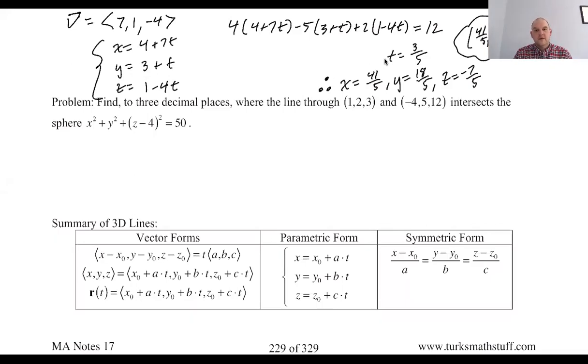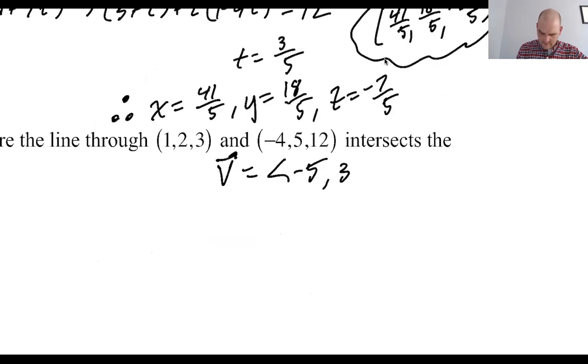So I'm going to write the equation of the line, and then I'm going to jump over onto the calculator and do it, and then I'm probably going to jump over to GeoGebra and graph everything and see if it's actually working the way that we think it is. So for the line, I'm going to need a vector, right? So negative 4 minus 1 is negative 5, 5 minus 2 is 3, and 12 minus 3 is 9. All right, so that's my vector.